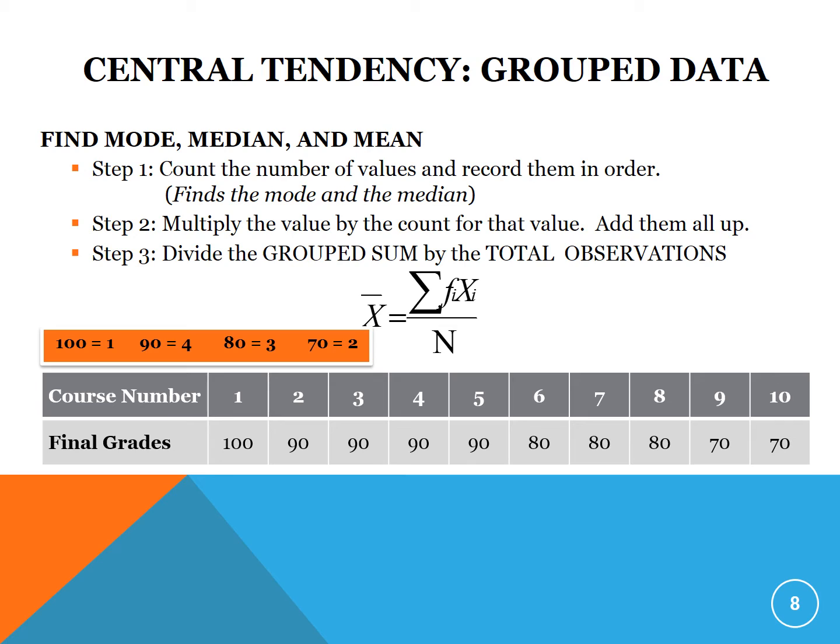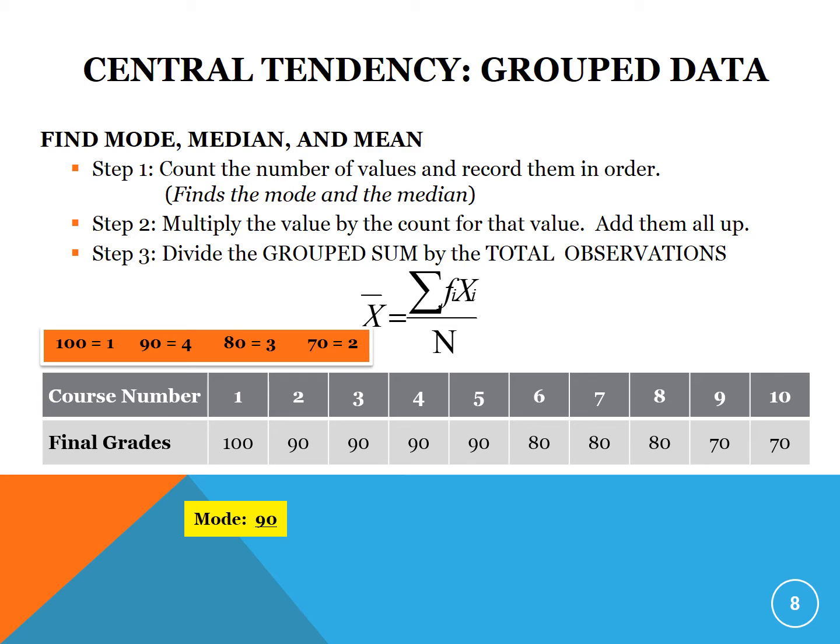Now step 3, just like we did in the last step 3 in the previous slide, you divide by the total number of observations. What is the total number of observations? It's the same, and it's 10, right? So you take that sum, you divide by 10, and you should get them. I went ahead of myself. So the mode, yes, it should be 90 because that's the one we see most frequently in this variable, right? It's the value that is most frequently seen in this variable. Final grades, okay, 90. There are 4 90s.